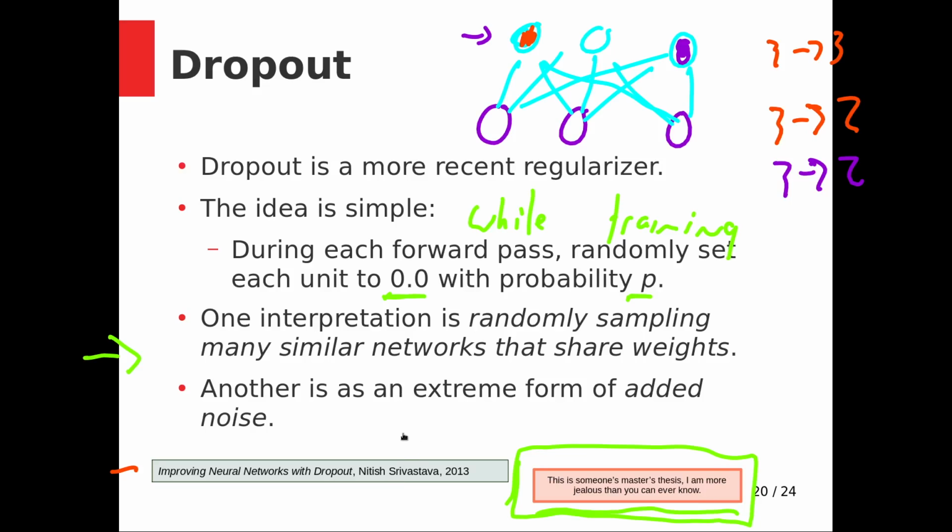It's been known for a long while that noise can help regularize a network, and Dropout can be viewed as an extreme and very particular form of noise.